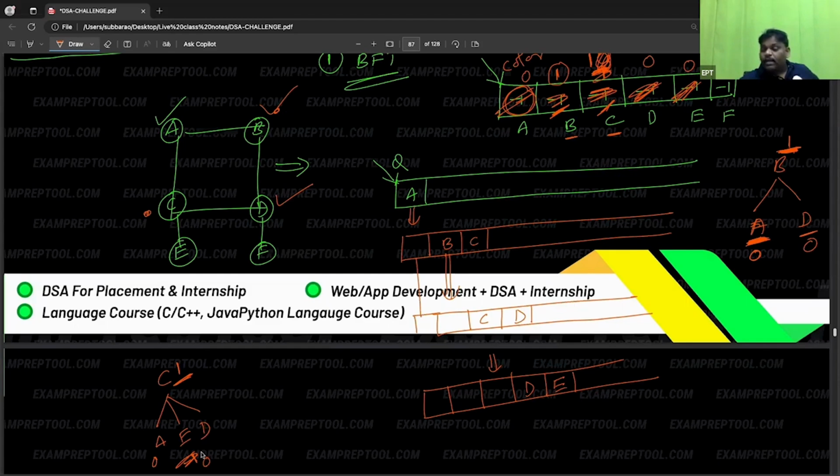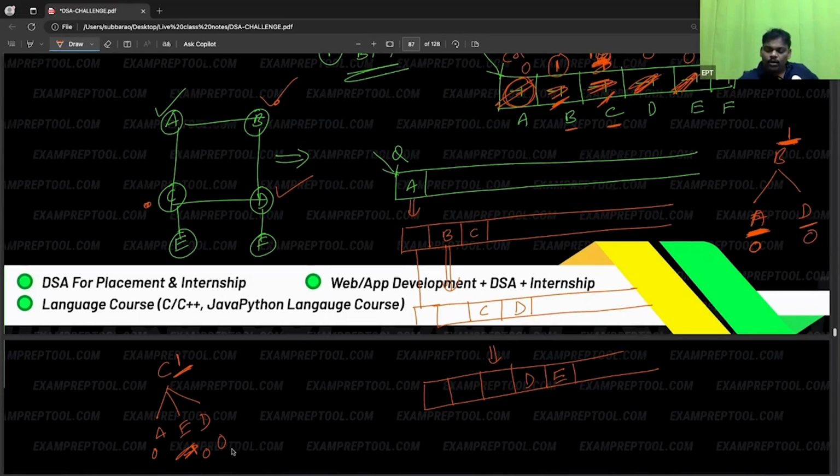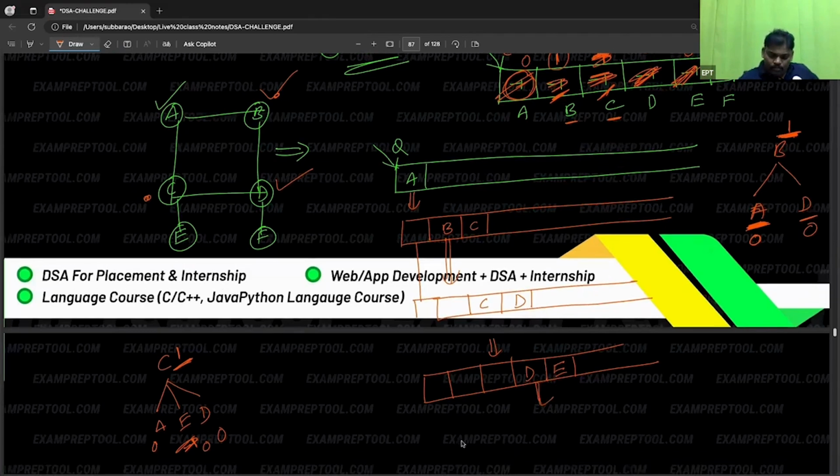So D said that my color is 0. 0 means already visited. No need to keep inside because he may be already there. But what is your color? 0. Opposite, no problem. So like that, it will keep on continue. Go to the D now.